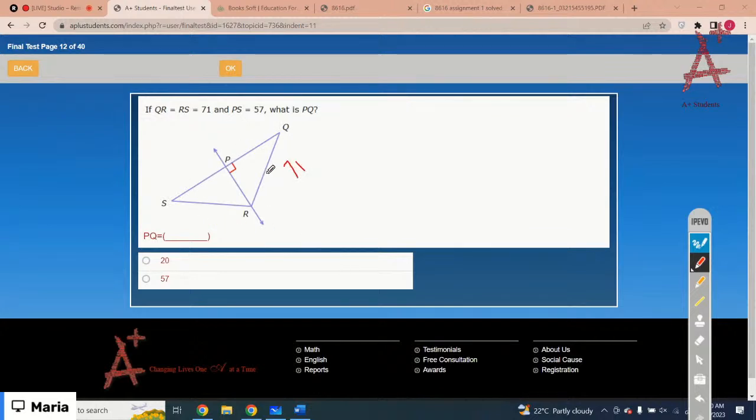QR is 71 and RS is 71. Both distances are equal. And PS is 57. You have to calculate the distance PQ. If this is 57, then this is also 57. Got it? So the correct option is 57. So just select the correct option and click on the OK button.